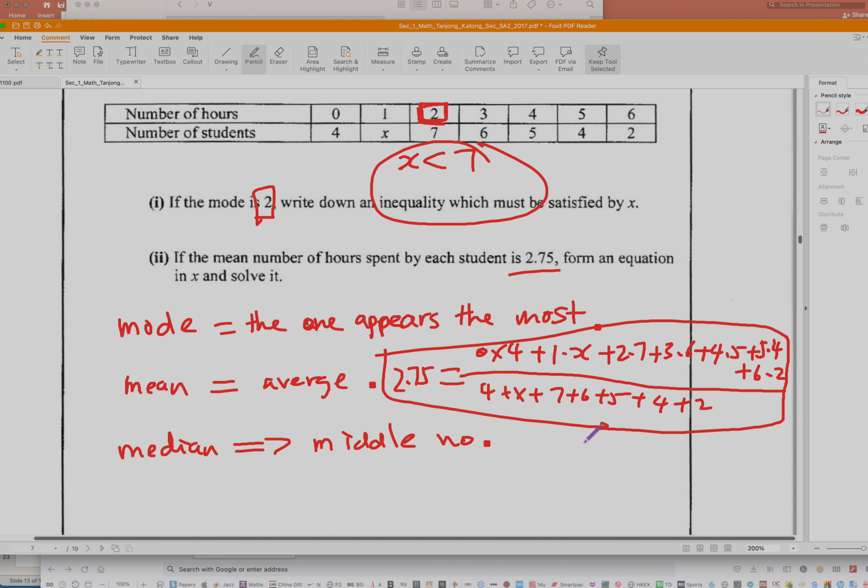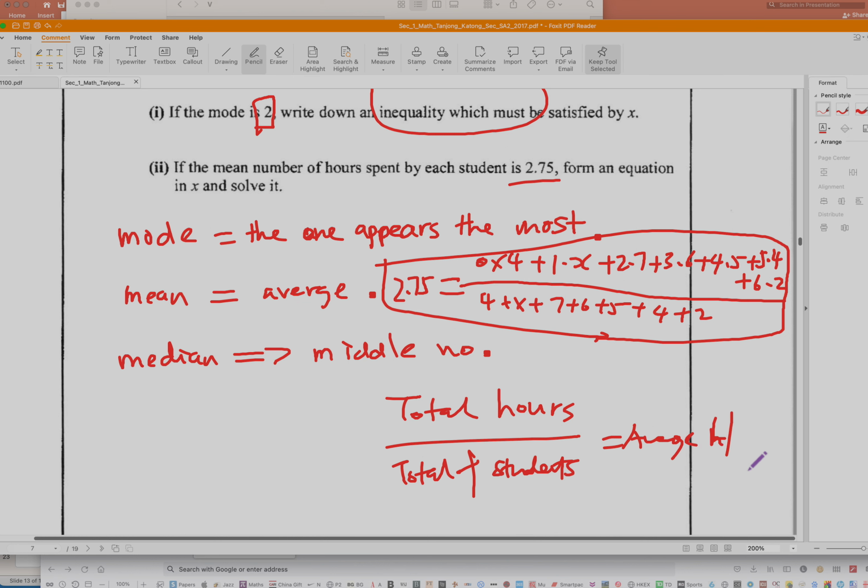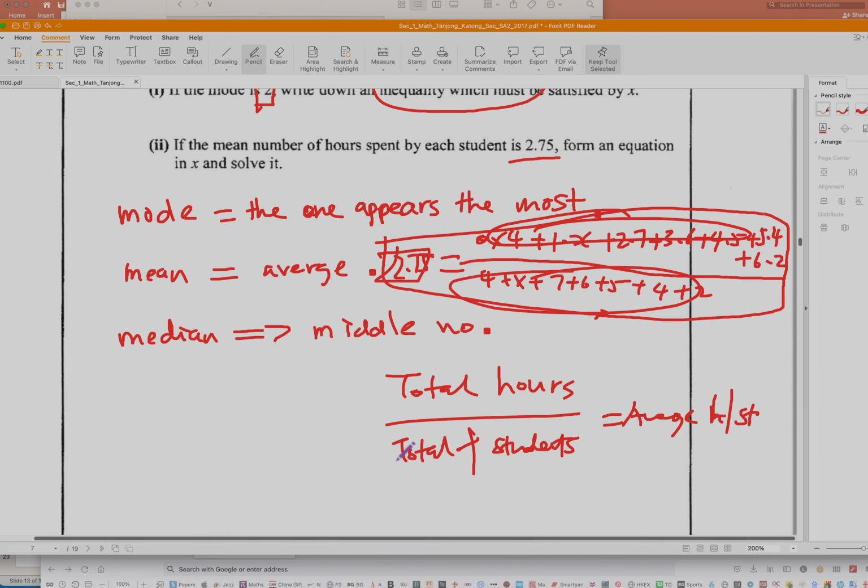Did you solve it this way? That's how you find the average. What's the formula for average? Total divided by the number of people. Exactly, so it's total hours divided by total number of students. That will give you the average hours per student. I have done exactly that: total hours, total number of students. So the average is given as 2 by the question. Okay, so that's how you get x.